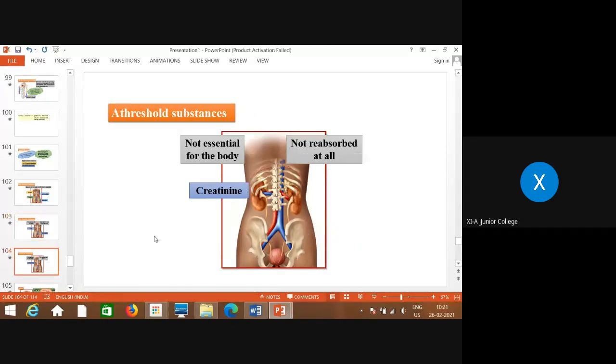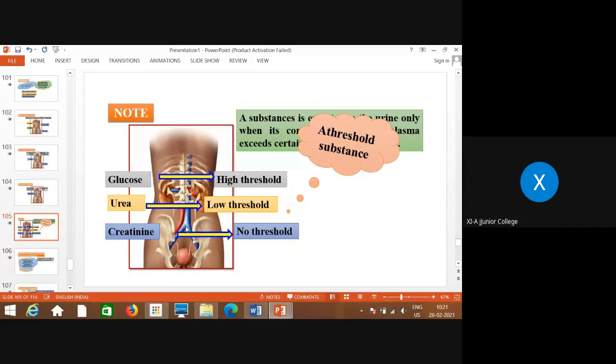And the third category, called threshold substances, is those which are not essential for the body at all, and they are not reabsorbed at all. For example, creatinine is not reabsorbed, but is thrown out through the filtrate itself, called urine. So this is what no threshold means: not essential or not required for the body. So glucose has a high threshold, urea has a low threshold, and creatinine has no threshold, or is a non-threshold substance.